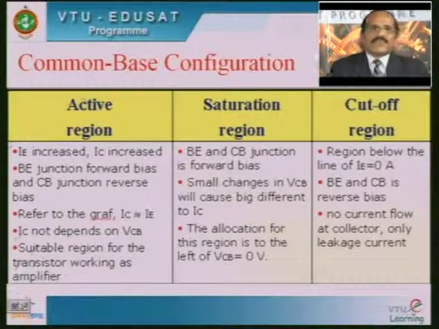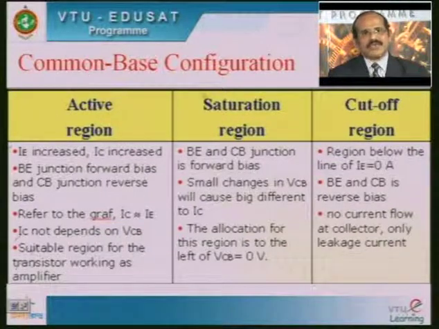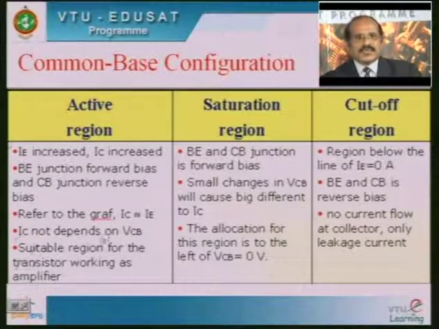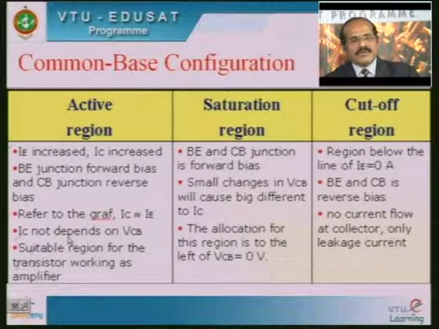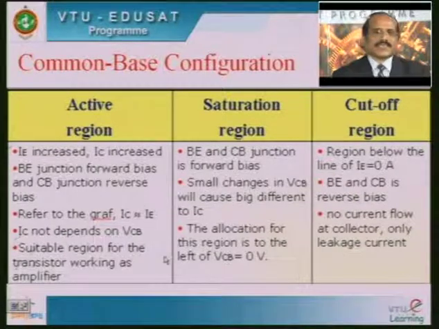So these are the three regions we define in the case of the common base configuration: active region, saturation region and cutoff region. In the active region, the input junction is forward biased and the output junction is reverse biased, and IC does not depend on VCB, because we have a flat current plot. Therefore this region is used for the transistor as an amplifier.